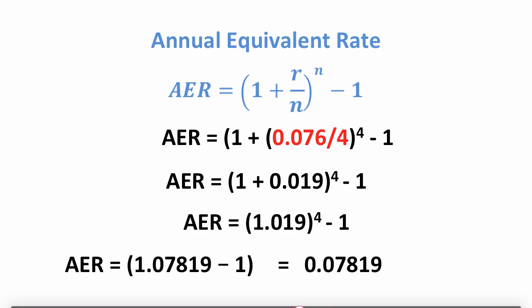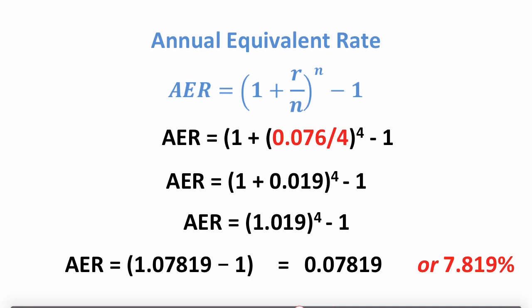Add that onto your 1, and then we get it to the power of 4. Once we have all that, make sure at the end you take your 1 away from your answer, which will give us a slightly higher number than your nominal rate of 7.6%. It's going to give us a rate of 7.819%. And you should always be aware that your answer here will be very similar to your nominal rate of interest. On both occasions, your first one was 8% and your AER was slightly higher. And in this case, you have 7.6% and your AER is also slightly higher.